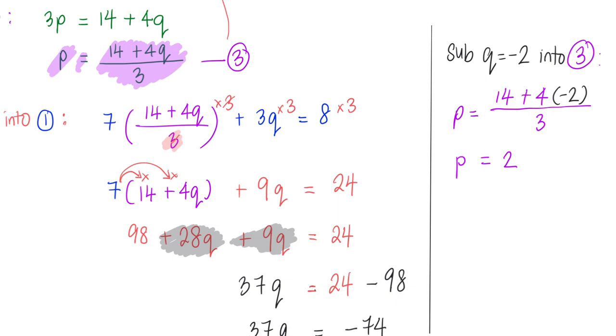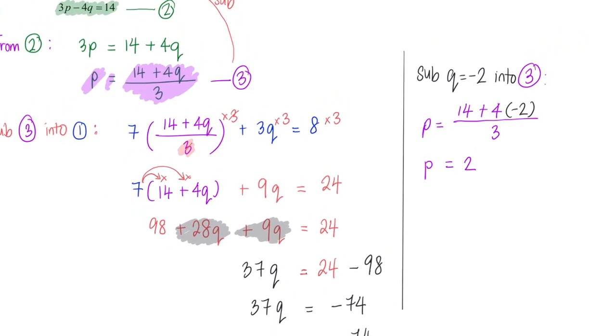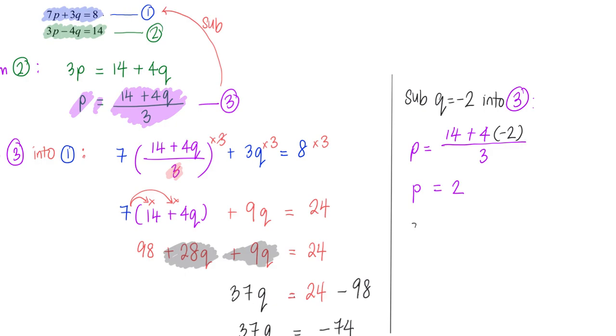Well, before we end off this video, there's still one last step just to make sure that we got the answer correct. It will be good to do a self-check where I substitute the values of p and q into the equations. So for example, equation 1 is 7p, which is 7 times 2, plus 3q. q is negative 2. Does this give me back 8? 14 minus 6. Yes! Our answer should be correct.